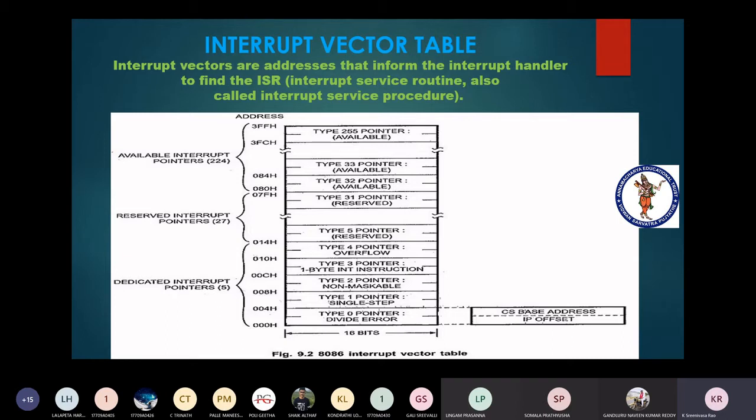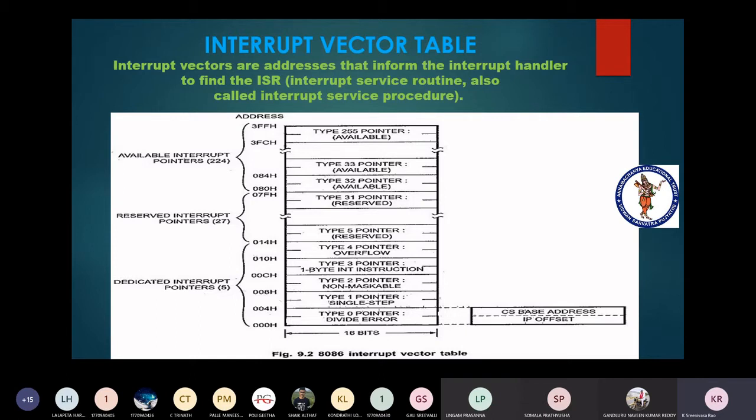Each interrupt takes 4 memory locations. Among the 4 memory locations, the first 2 copy the IP address, and the next 2 copy the CS address, the code segment address. That's because IP is 16-bit and CS is 16-bit, so there are 2 16-bit data items. Each 16-bit value requires 2 memory locations, so 2 16-bit values require 4 memory locations.